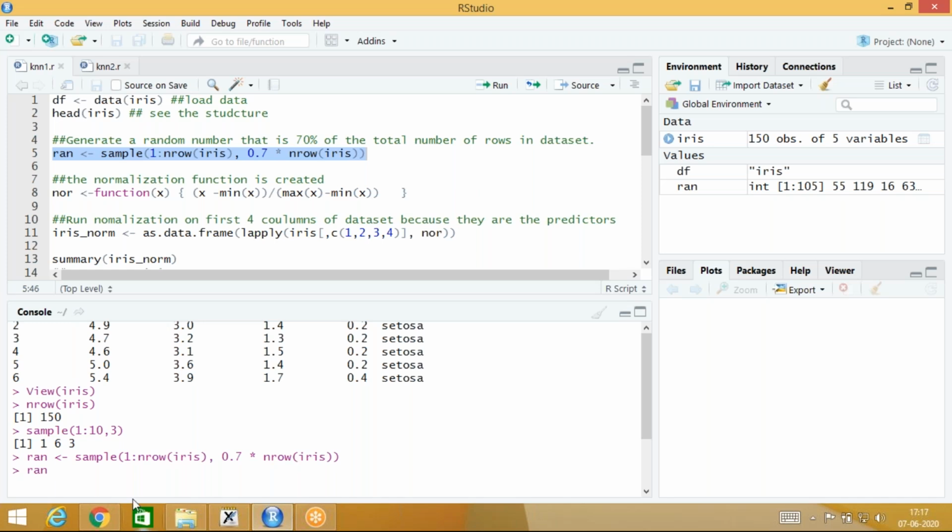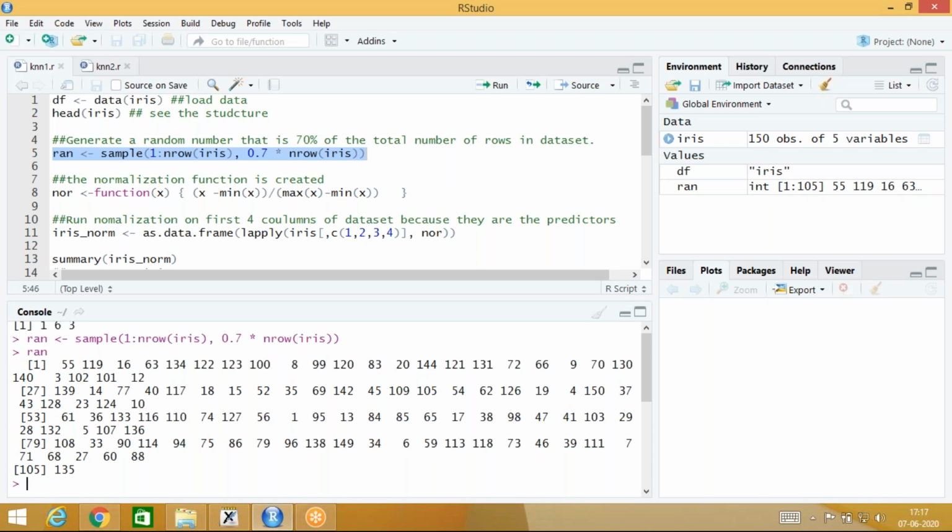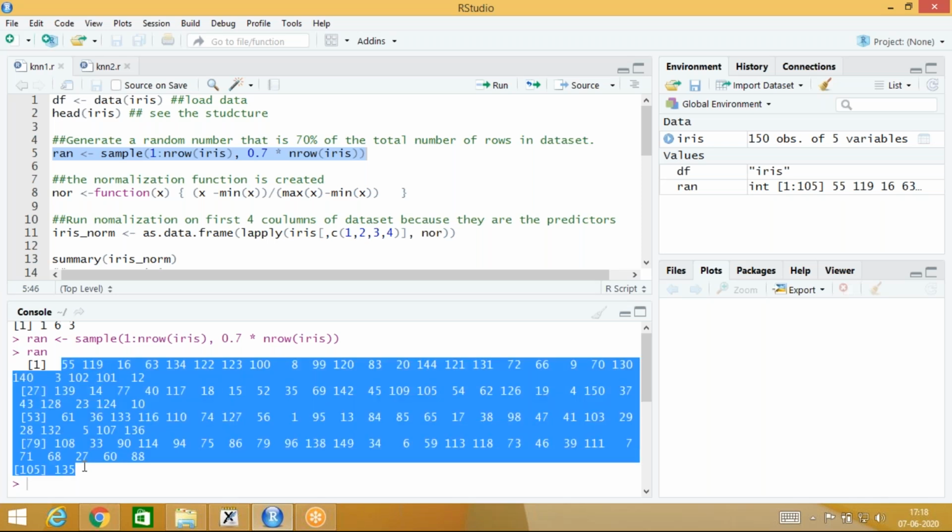these are the random numbers generated between 1 to 150. And how many random numbers? 105 random numbers. Now what will I do with these random numbers? I will take the rows which have these numbers as my training data and the rest of the rows as my testing data.